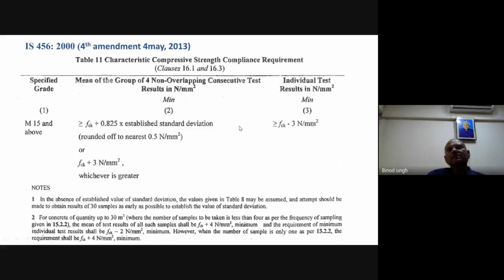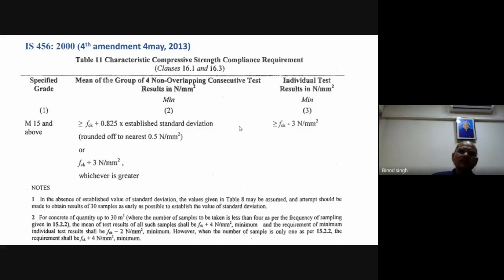So, characteristic compressive strength compliance requirement. If your concrete grade is M15 and above, then the strength of 4 non-overlapping test results of the cube should be FCK plus 0.825 into the established standard deviation. That is important. Whenever we are designing the mix design, at that time we take another parameter: mean target strength is equal to FCK plus 1.65 into the standard deviation. That will not be valid now, because that is for a trial mix design.